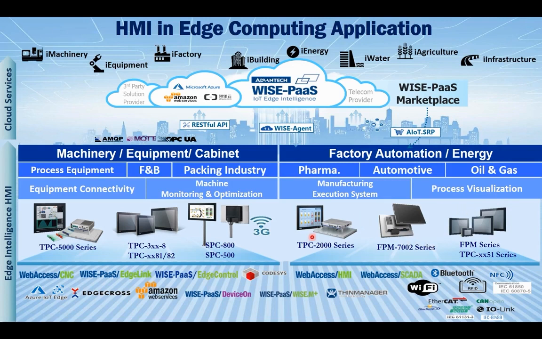As you can see, for the Edge Intelligent HMI, we have the TPC 5000 series, TPC 300, SPC, TPC 200 series, and FPM. All of these support third parties. For HMI in edge computing applications, our products support third-party solution providers for Microsoft Azure, Amazon. Also, we have Advantech and so on.